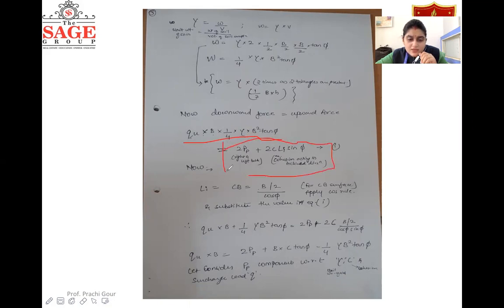This is for the downward direction calculation, this is for the upward direction. Keep the diagram aside, only then will my words make sense. 2 PP, right and left from both sides, therefore we did one for one side. The one PP is calculated here, another PP is calculated here. Plus 2C Li sin phi, sorry, Li sin phi, which is the cohesion acting in the inclined direction. This is the C that will act here. OK, so Li is equal to CB plus B/2 upon cos, CB which is equal to B/2 upon cos phi, where we have to apply the cos rule and substitute the value in equation 1.